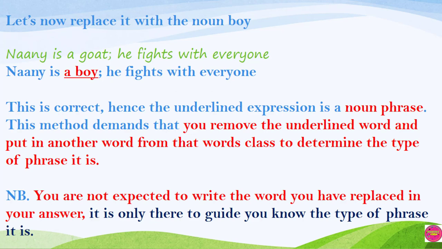This method demands that you remove the underlined word and put in another word from that word class to determine the type of phrase it is. In doing this, candidates are not expected to write the words they have replaced in their answers. It is only there as a guide to help them know the type of phrase it is.